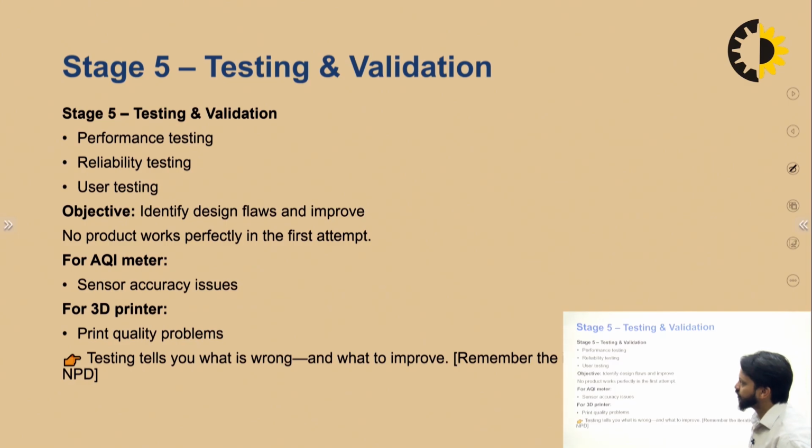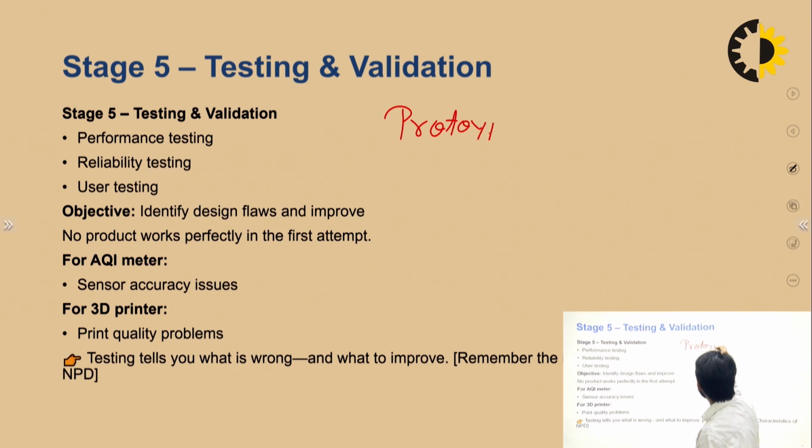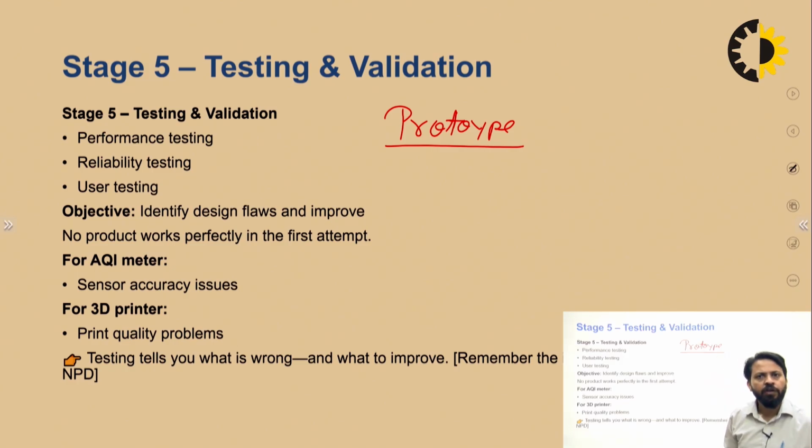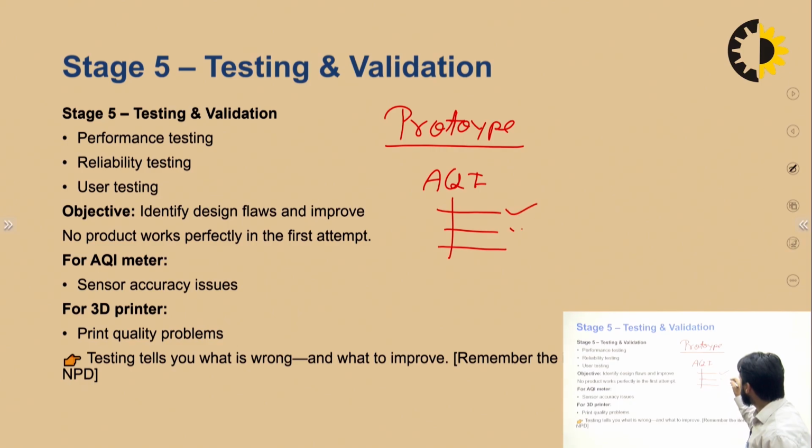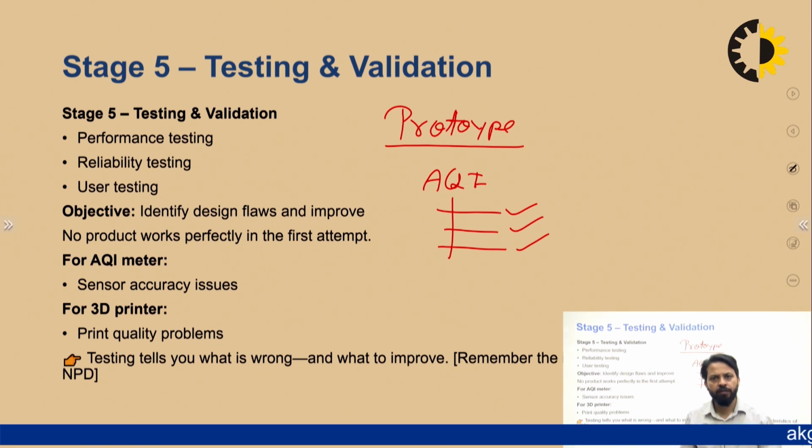In testing and validation, once you have your prototype, you have to test it to validate your desired objectives. You decided in the initial stage that the AQI meter should measure this, this, and this. In the testing stage, you have to ascertain that your prototype can measure the PM particles, the SOx level, and the NOx level in the air pollution or not.